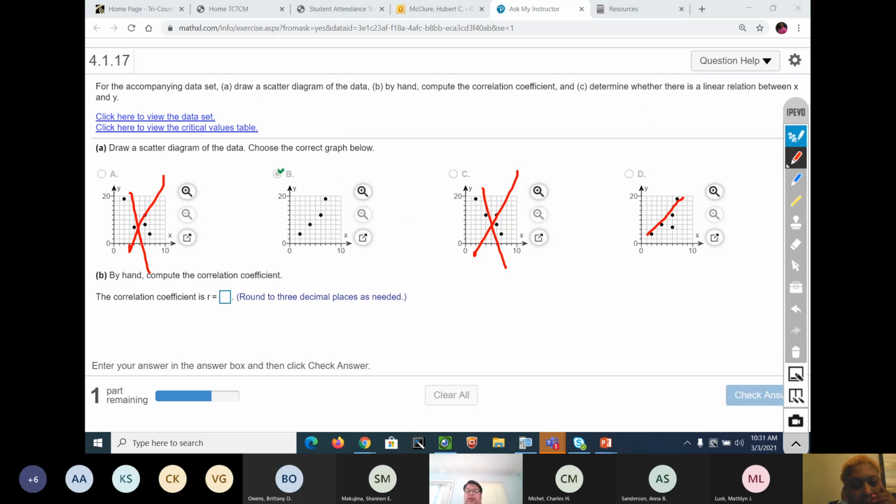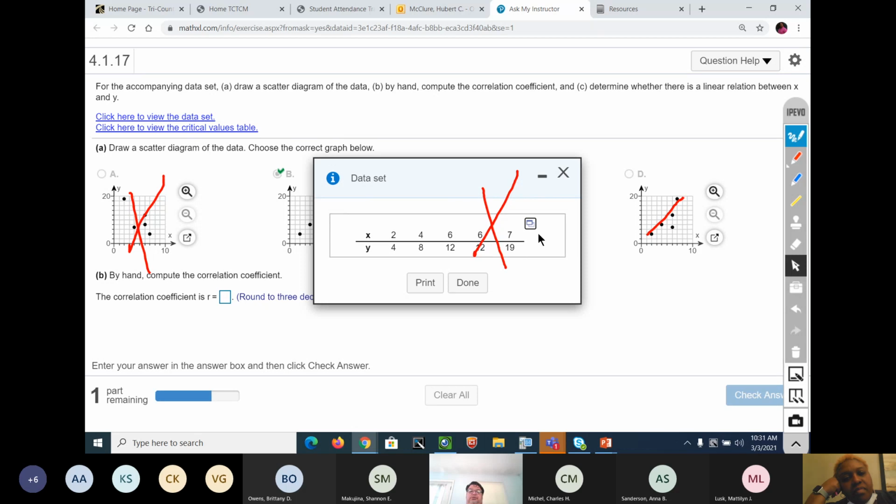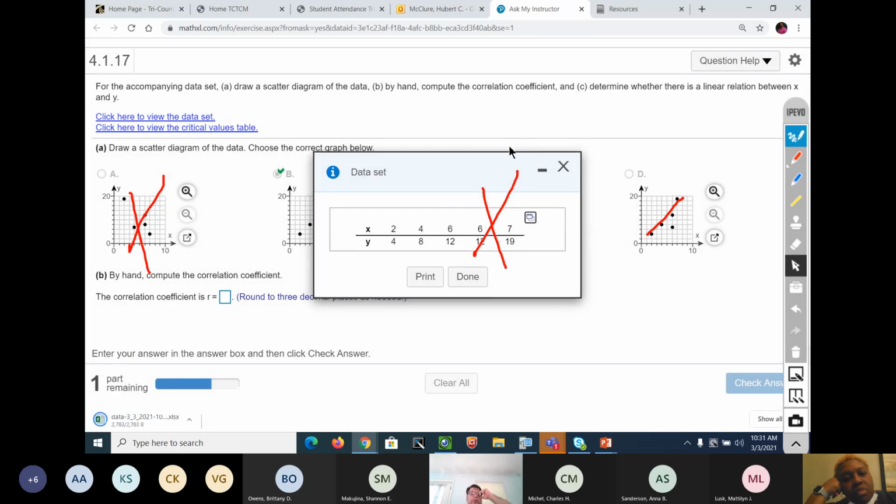If you want to use the Excel spreadsheet, then you hit send to Excel, and it pulls up.